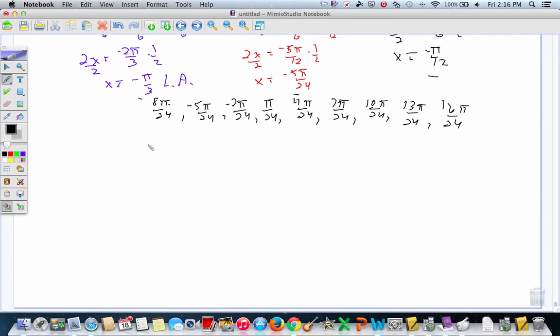1, 2, 3, 4, 5, 6, 7, 8, 9. We have all 9 terms there. So we'll go ahead and use those to sketch our tangent curve.